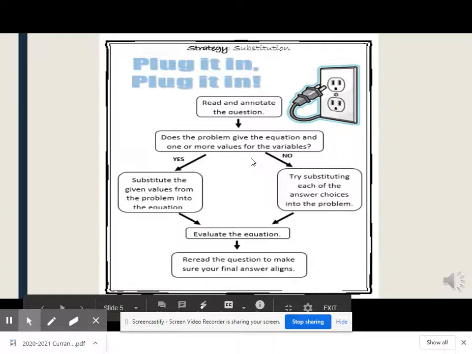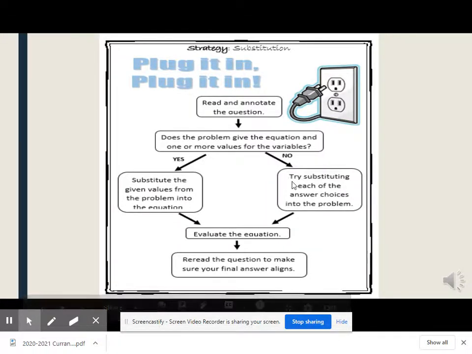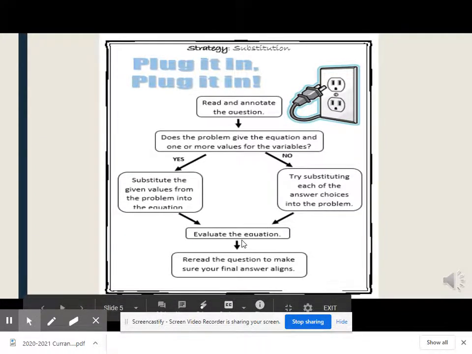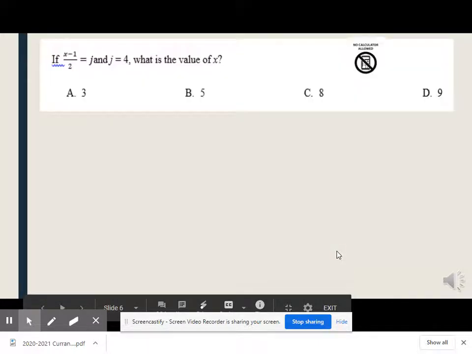If the problem does not give you an equation or one or more values for the variables, take a look at each of your multiple choice answers and substitute those back into the problem. When you're done, evaluate the equation and reread to make sure that your final answer aligns.